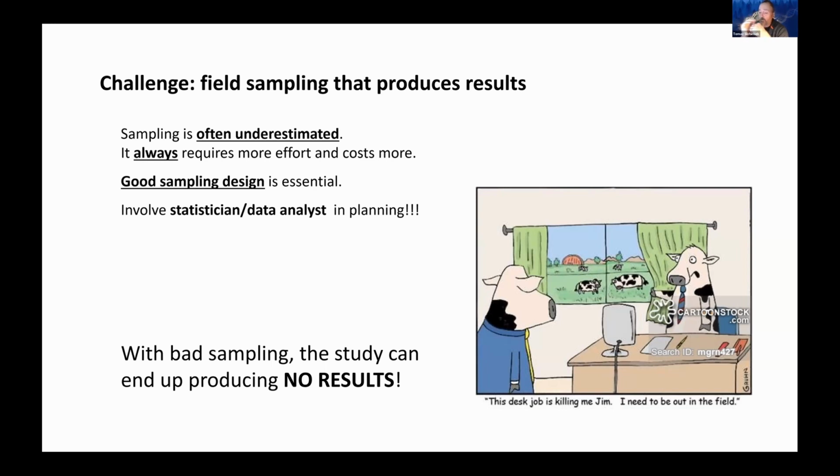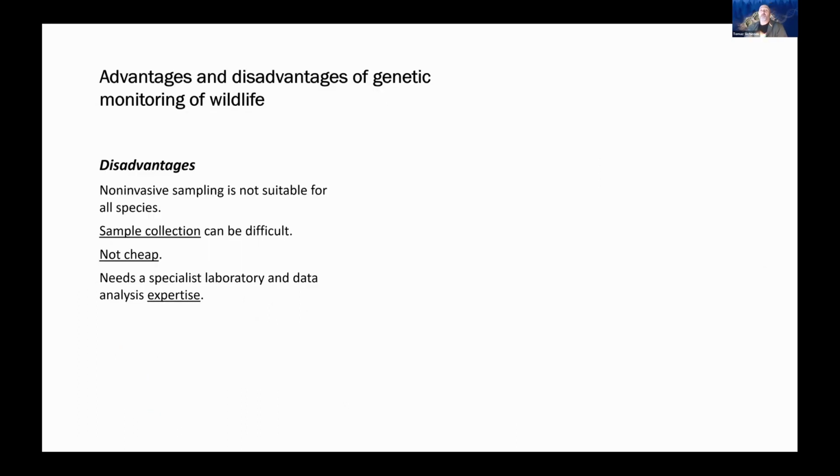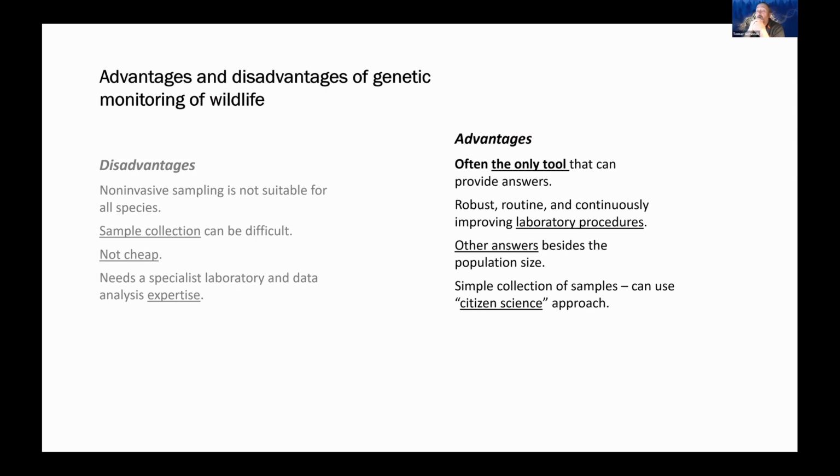So don't underestimate that. There are some recent advances with how we sample the DNA, which makes it easier and more efficient, particularly if we work with volunteers, which can also increase success in such studies. So to sum up, there are some disadvantages to genetic monitoring, some difficulties, of course, we must face, but there are many advantages, and often genetics is the only tool that will provide answers.